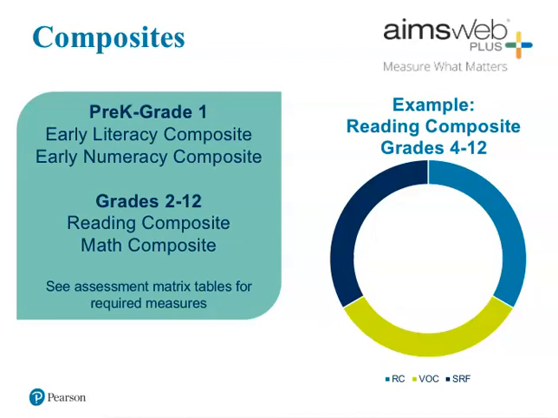Composites are only available for benchmarking. Composites require a minimum of particular assessments to be derived. In this example, you can see that there are 3 measures required to derive the reading composites for grade 4 through 12. You must complete the reading comprehension, vocabulary, and silent reading fluency measures. The oral reading fluency measure can also be administered, but is not required for the composite, unless the silent reading fluency is invalid.